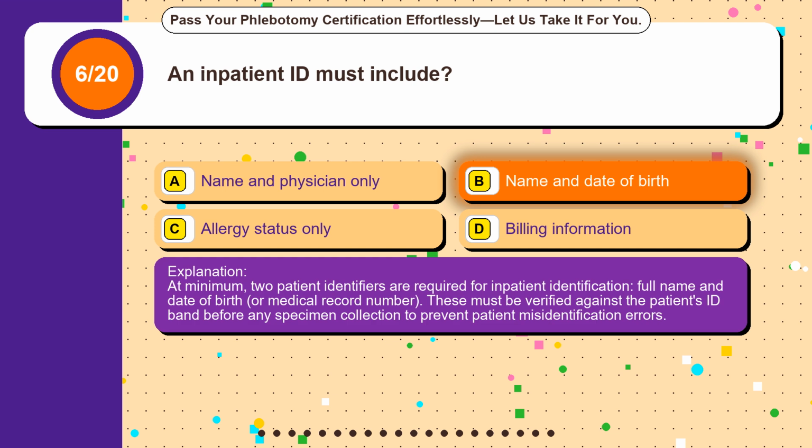At minimum, 2 patient identifiers are required for inpatient identification: full name and date of birth, or medical record number. These must be verified against the patient's ID band before any specimen collection to prevent patient misidentification errors.